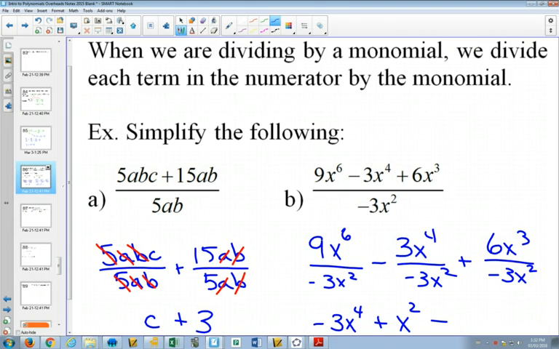And 6 divided by 3 is? And an x cubed divided by x squared, you're going to be left with? Just an x.